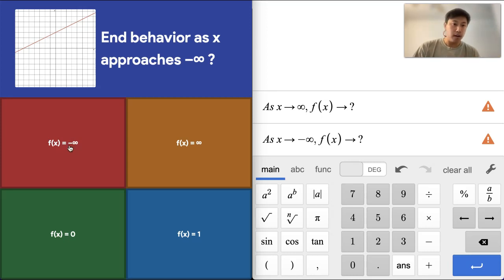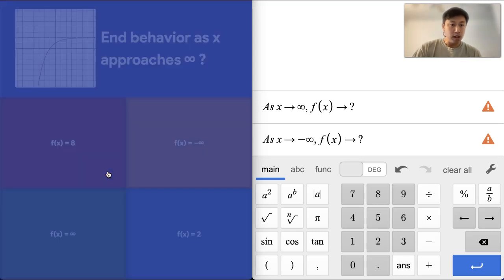Again, let's talk about both ends, so you guys have a better idea. If we're asked end behavior as x approaches positive infinity, as the graph keeps going to the right, that means the y values are going to keep going up. So this one would be positive infinity, right? But then we were asked for negative infinity. So then the graph keeps going down. We're going to choose the red option. All right, let's do one more.